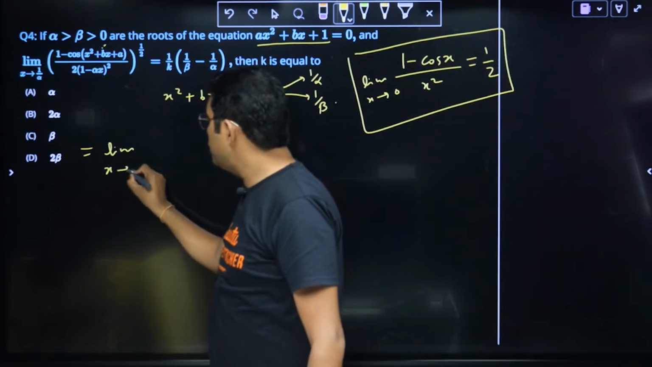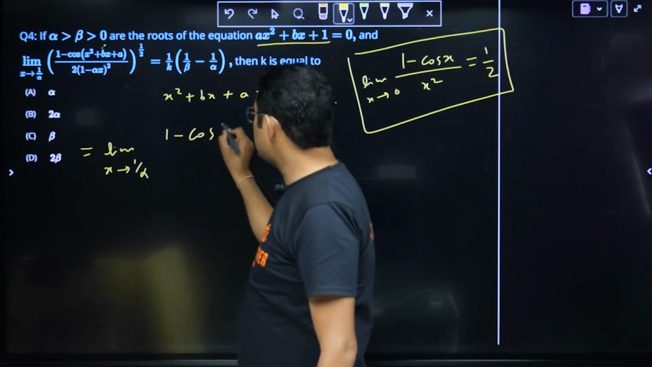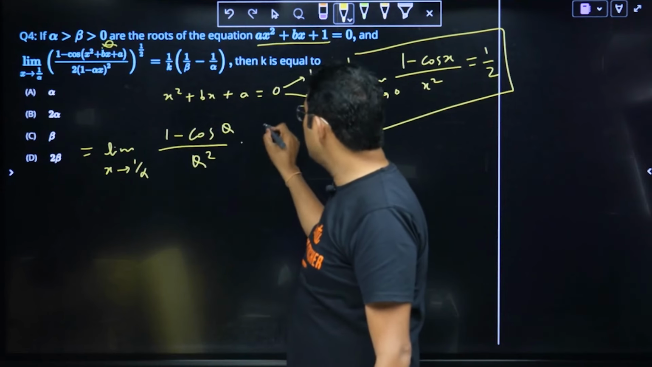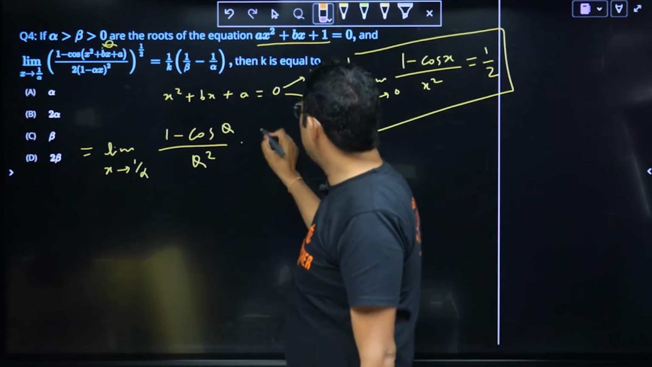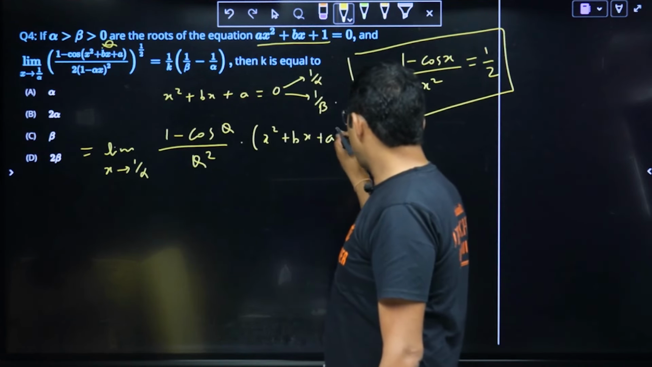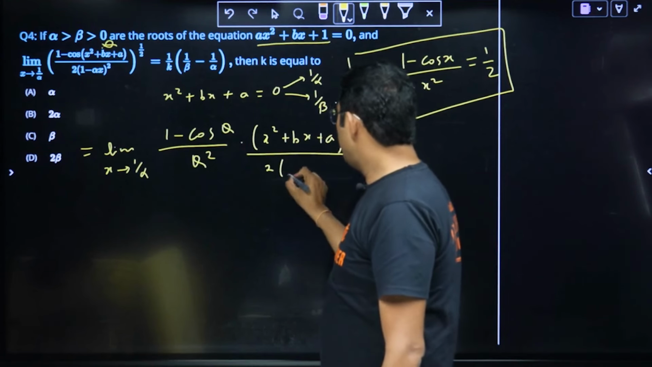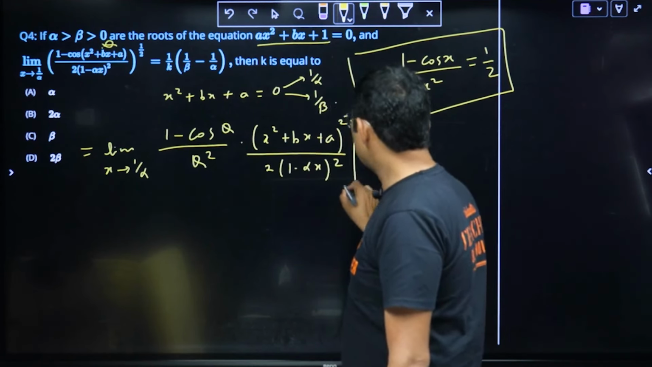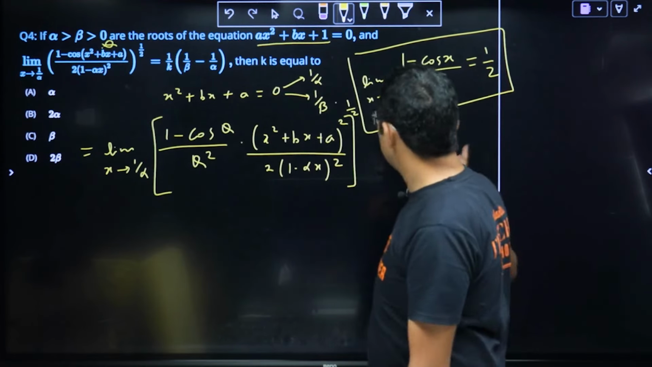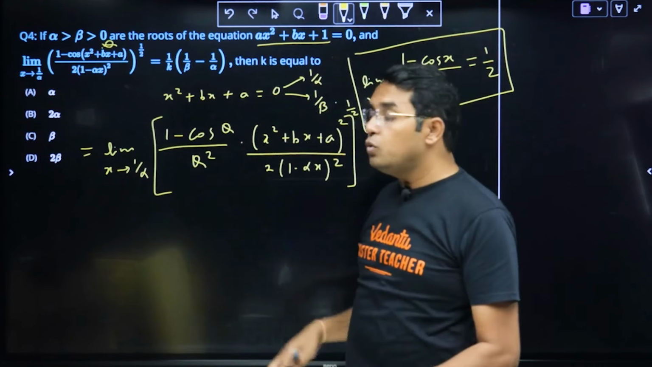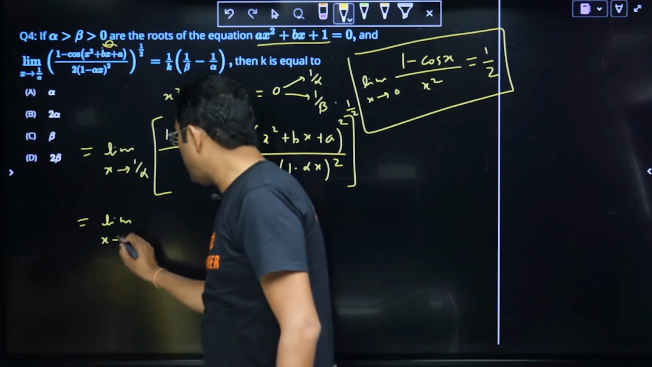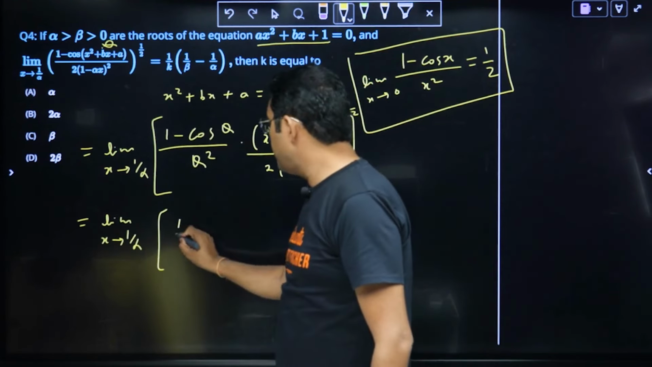Limit x approaches 1 upon alpha, 1 minus cos q, I'm writing this quadratic as q here, upon q square, into q square. Instead of q square, I will write the expression now, which is (x square plus bx plus a) whole square upon 2 times (1 minus alpha x) square, and this whole thing has power 1 upon 2. Now this first part will be equal to 1 by 2 as I have shown you, because as x approaches 1 by alpha, this q tends to 0, so that will be half here.